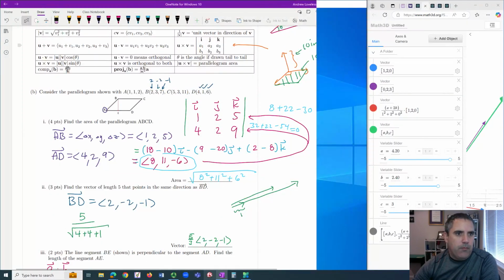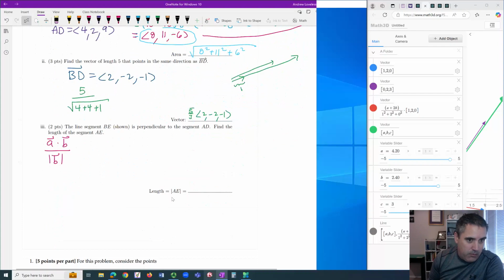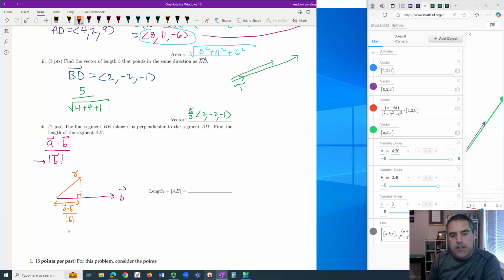And that's sitting up here. A dot B over the magnitude. B is going to be whatever the ground is. The thing on the bottom, I find it easier to remember. The bottom is the ground. So let's say we're thinking of B as the ground. And we have this vector A, and we put them tail to tail. And we want this length. This length right here is A dot B divided by the length of the thing you're projecting onto, which is this. That's what that is.